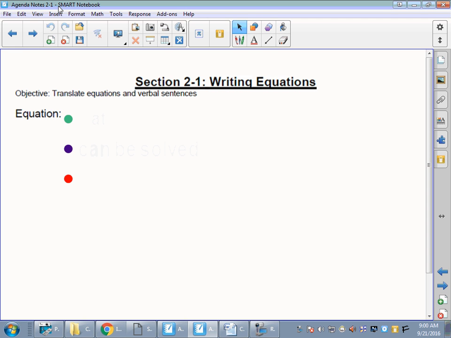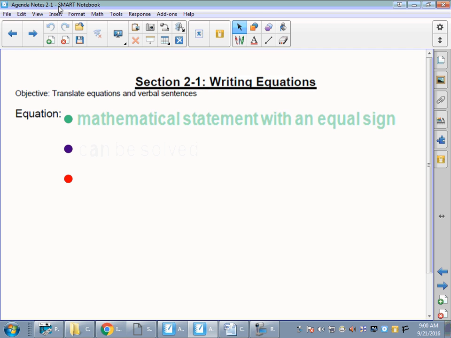Section 2.1 is about writing equations. Notice our objective. We're going to translate equations and verbal sentences. You probably remember this from Section 1.1, so we don't have a lot to talk about because this was exactly the same. We just add the equation part to the Section 1.1 expression part.